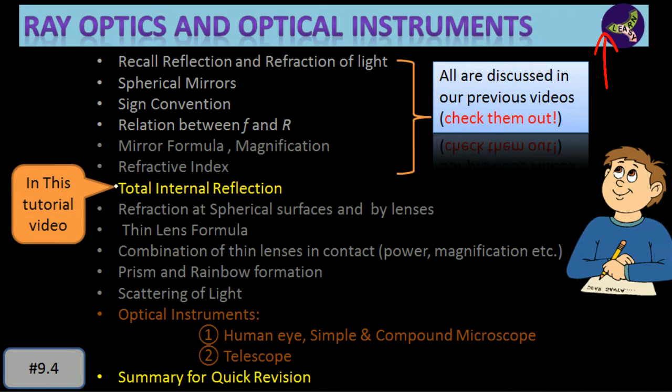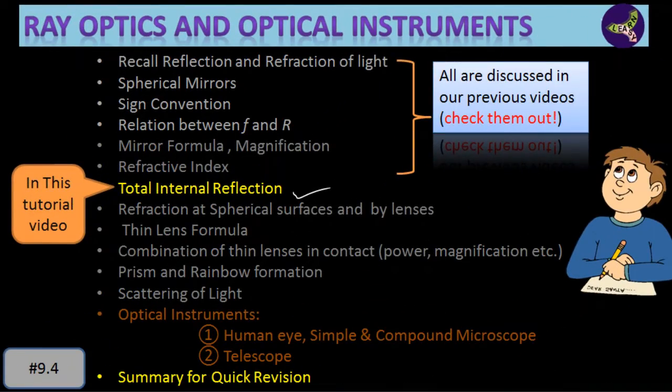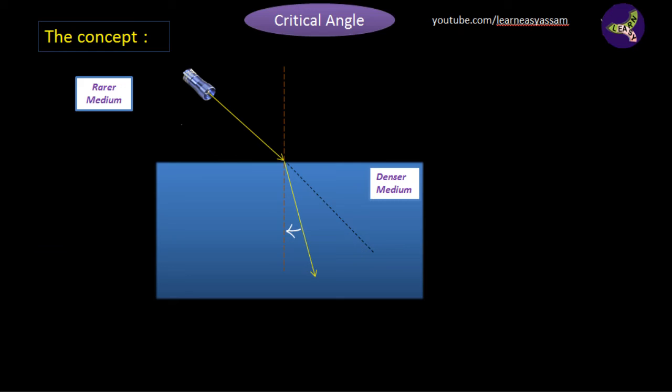Today's video we are going to discuss total internal reflection. So let us start. Before going to discuss total internal reflection, let us understand critical angle. In order to understand critical angle, we have an arrangement here. You can see the outside area is the rarer medium and this blue area is the denser medium. As we know, when light goes from rarer medium to denser medium, what happens?